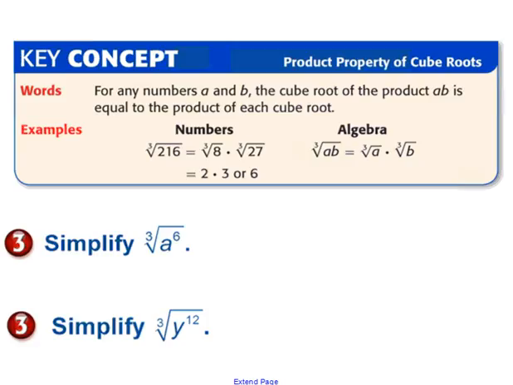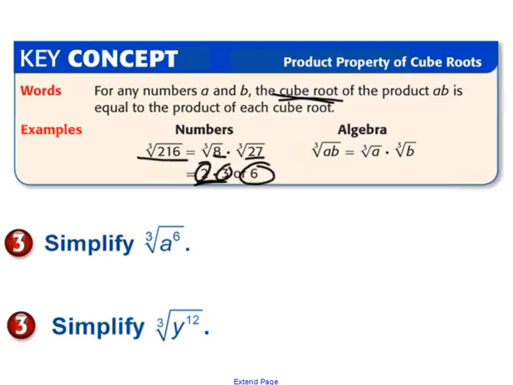For any numbers a and b, the cube root of the product ab is equal to the product of each cube root. So just like we did with square root, the cube root of 216, well, 8 times 27 is 216. So the cube root of 8 is 2. 2 times 2 is 4, times 2 is 8. And the cube root of 27 is 3.